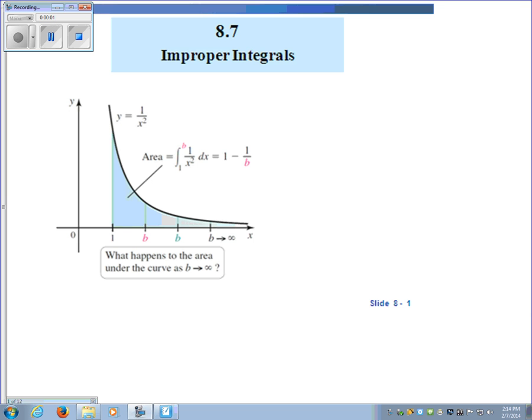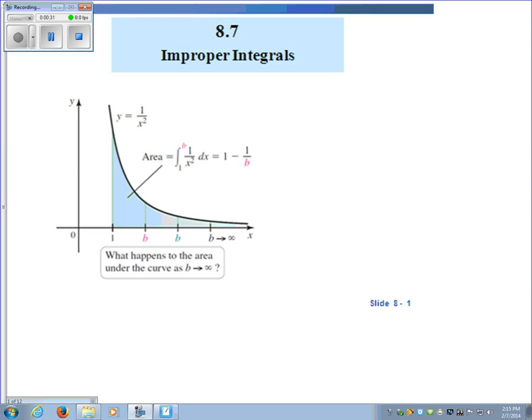Up until this time, when we've integrated, we've always had a finite interval that we've integrated over, or a function that's been defined in finite values over the interval. What we're going to do in this section is look at what are called improper integrals. That's where either the interval that you're integrating over is infinite, or the function's values somewhere over that interval are infinite. So we're going to figure out how to calculate those values in some cases.